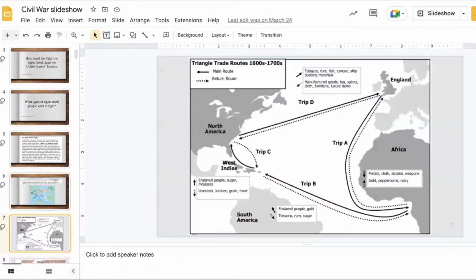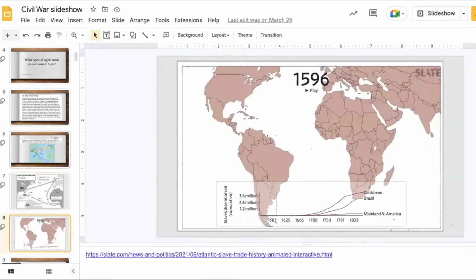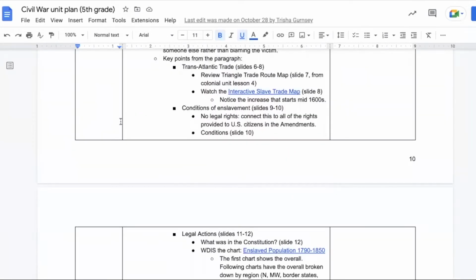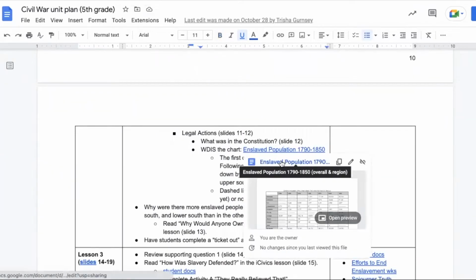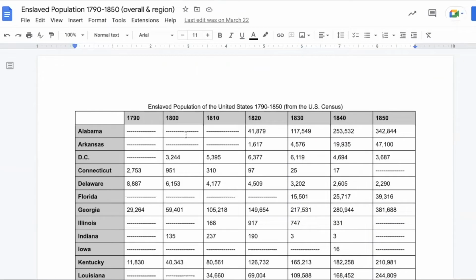Here's another image of it. And then you could also take a look at this time-lapse video that represents the number of people brought over and were forced into enslavement in North America, South America, and the Caribbean. Talk about the conditions of enslavement and the fact that these people had no legal rights. You can talk about legal actions, reminding students about the Constitution, and taking a look at the enslaved population chart from 1790 to 1850. A dashed line shows a state that either wasn't a state at that time or no longer allowed enslavement in their borders.